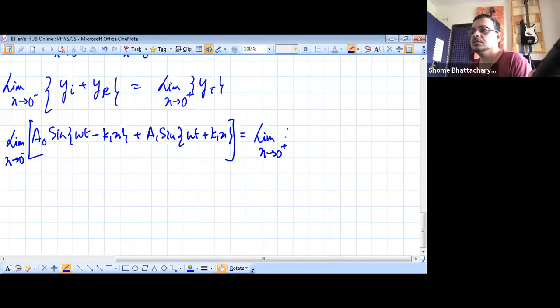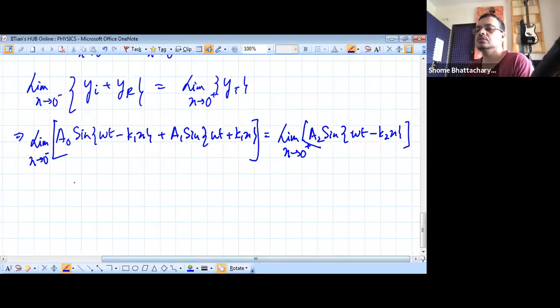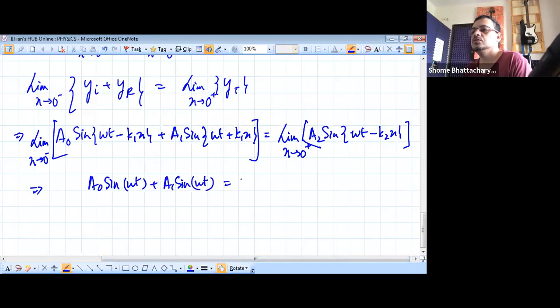Yeah, I'll come to that, but let me finish this question. E2 sine omega t minus K2x. But this K1, K2 will not matter, no? Because we are substituting x as 0. So E naught sine omega t plus E1 sine omega t should be equal to E2 sine omega t. So the second equation becomes that E naught is equal to E2 minus E1.